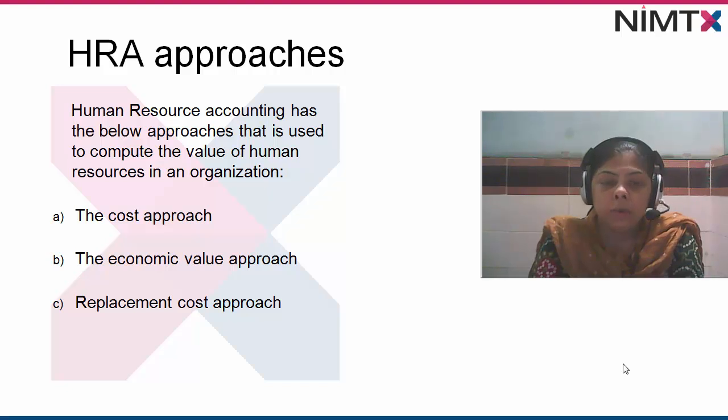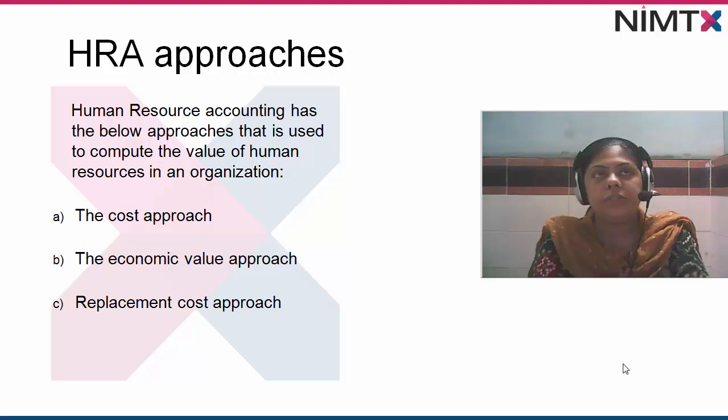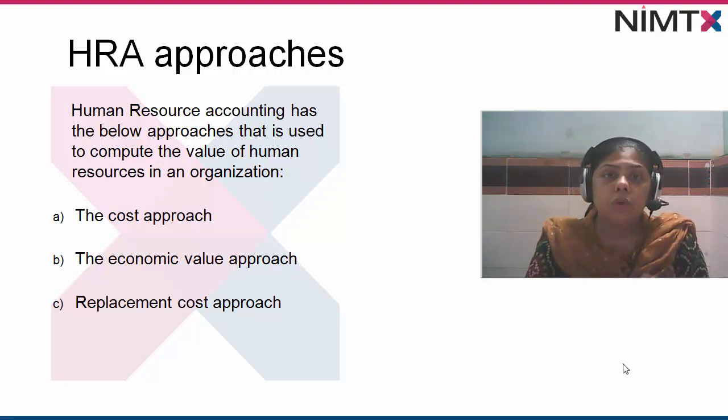The economic value approach: it's the value of an object in economic terms. It's the present value of the services that the employee is expected to return in future. The organization provides training, and these days, many organizations are giving food in the organization, giving company cars. So this is what you are spending on the personnel, and what is the economic value that you get in future.